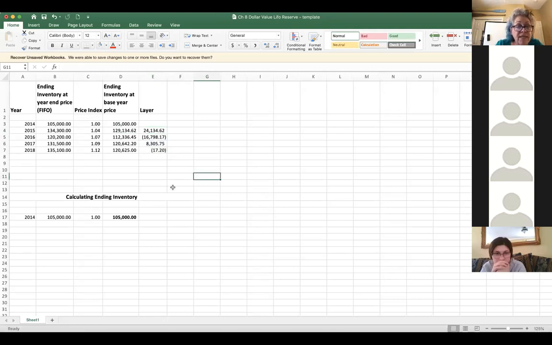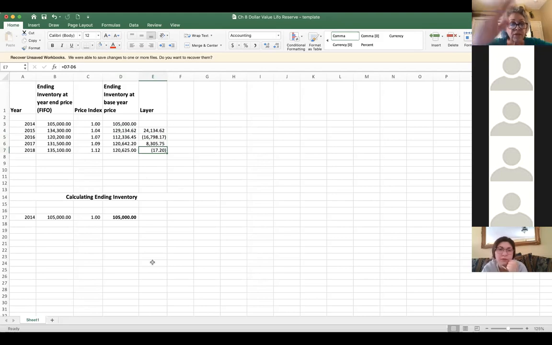Okay. So I see that in 2016, I liquidated a layer. My ending inventory at base year price is 112 in 2016, and at the end of 2015, it was 129. So I actually liquidated quantity in 2016. And then in 2017, we added a layer. And then in 2018, we liquidated a layer, $17.20. Remember, I just make these numbers up. So we liquidated a layer.